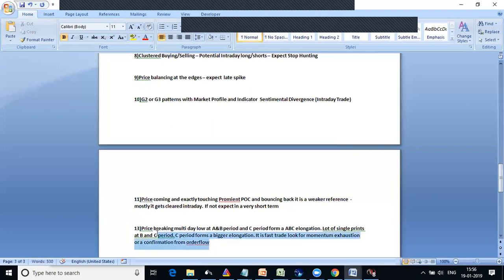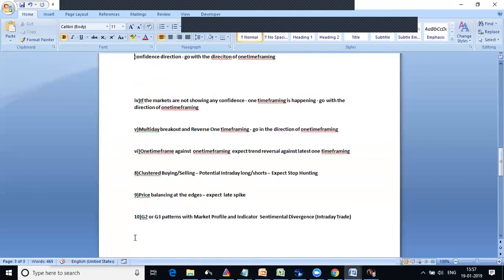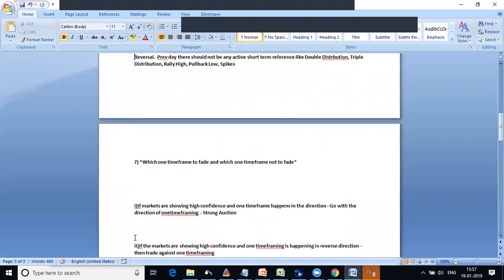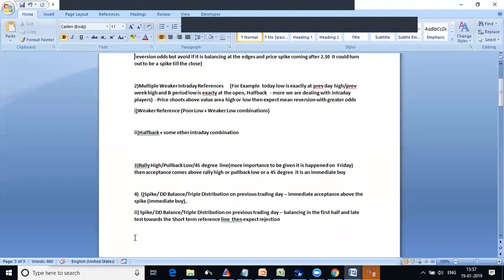This we already talked about in the other section. This is also nothing but a subset of the rejection at the double distribution reference level, or a spike reference level, or a P shape or a B shape, which we talked about.